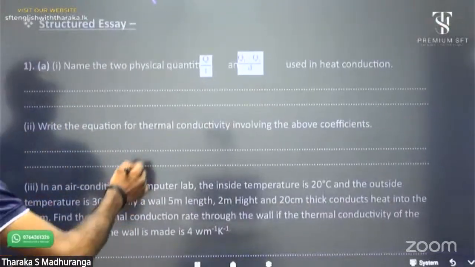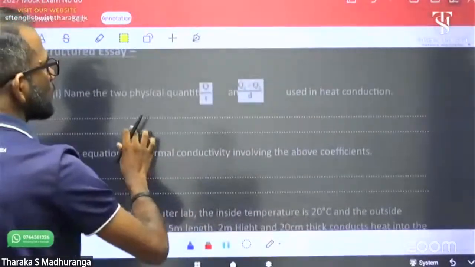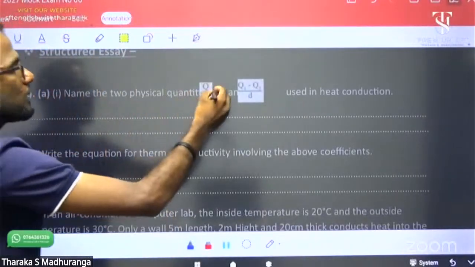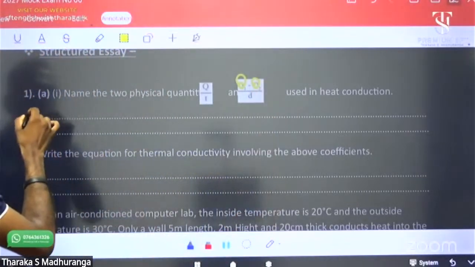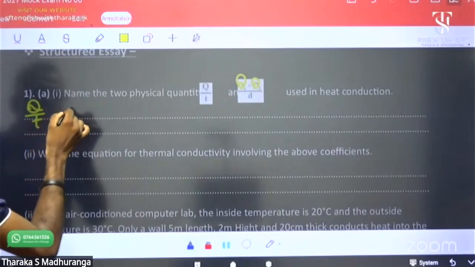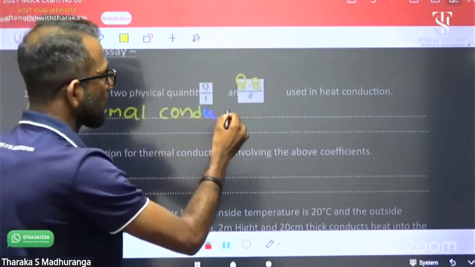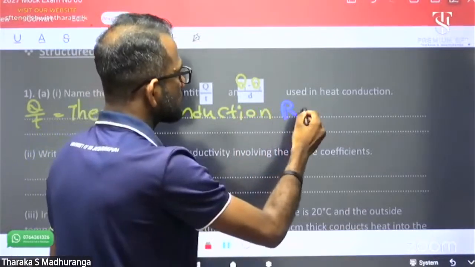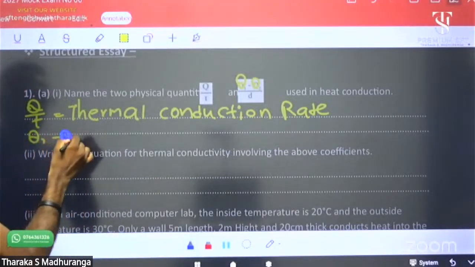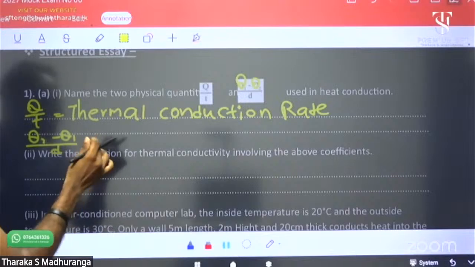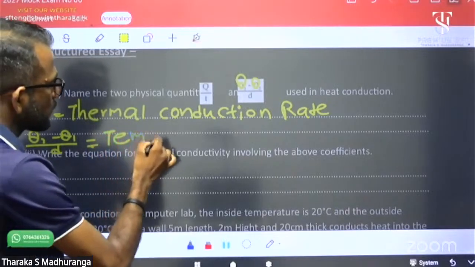Name two physical quantities. The structured part is very simple. Q over T, and theta 1 over theta 2 divided by D. Okay, Q over T means thermal conduction rate, or heat conduction rate. Theta 2 minus theta 1 divided by D means temperature gradient. That one is also part of the thermal conduction rate equation. It is the temperature gradient.